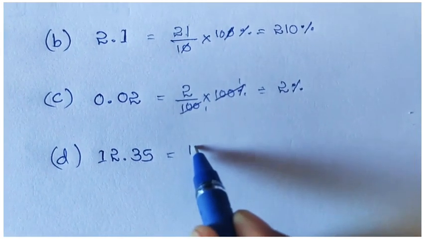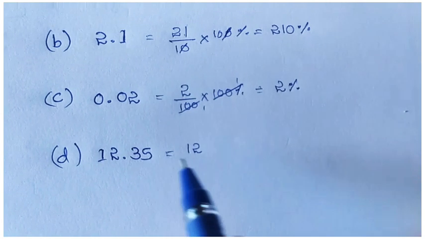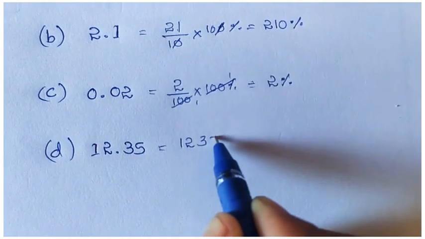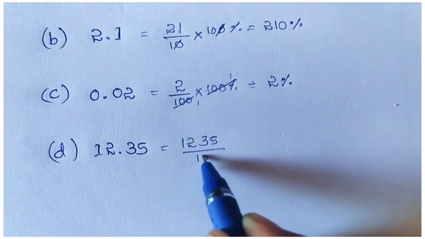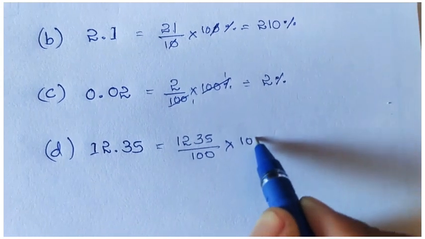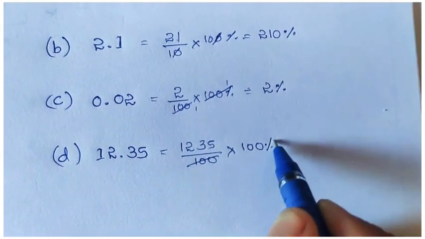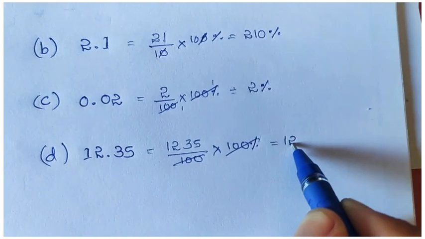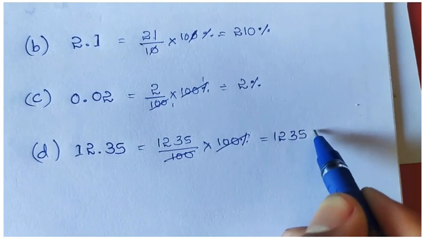And here 12.35 is there. So convert it into 1235 divided by 100, so converting into 100%. So 100 gets cancelled. What is left? 1235%.